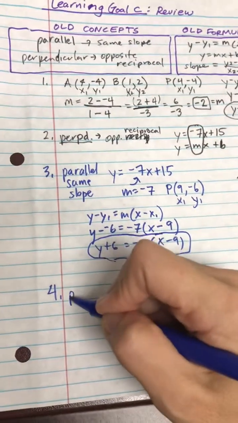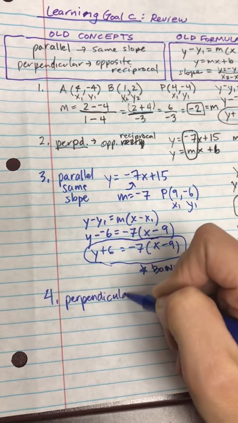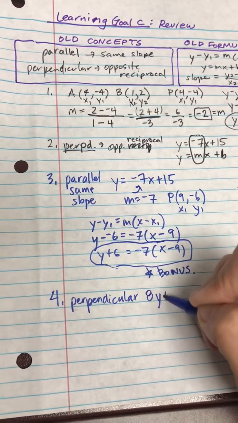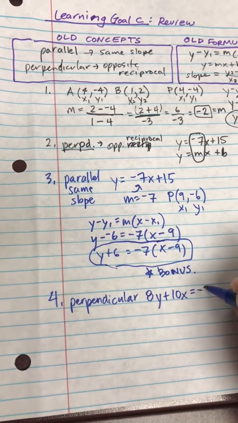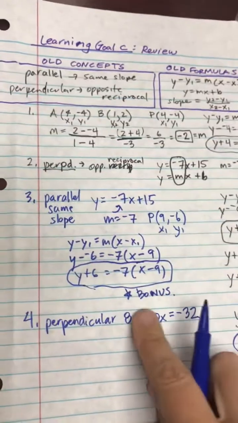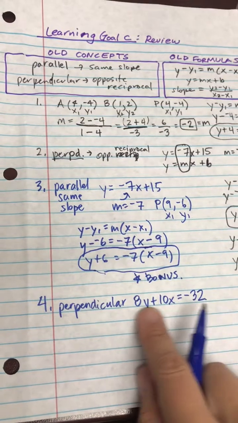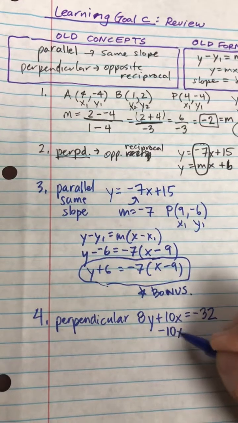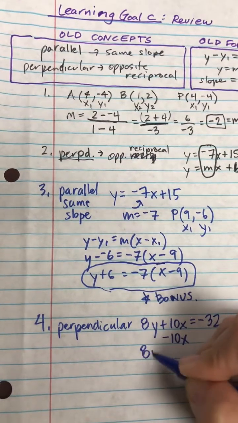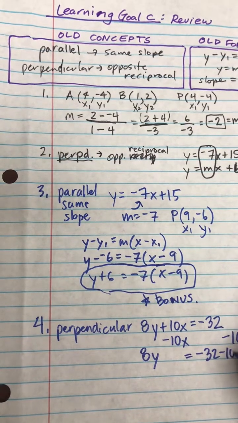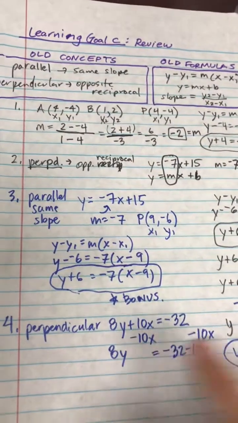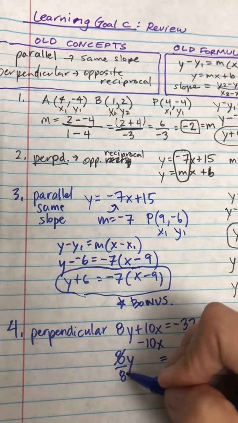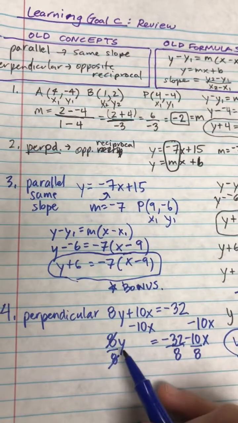It says perpendicular. So we know we have to do the opposite reciprocal, and they made this one even harder because they didn't tell me the slope. How mean. This is an algebra problem. So I need to get y on one side like it was back on this one. So I'm going to subtract 10x on both sides and rewrite. So that was nice, but I still have this 8. So let's divide 8 by every item, and I have y by itself on one side.